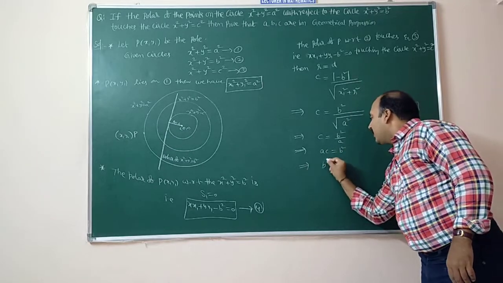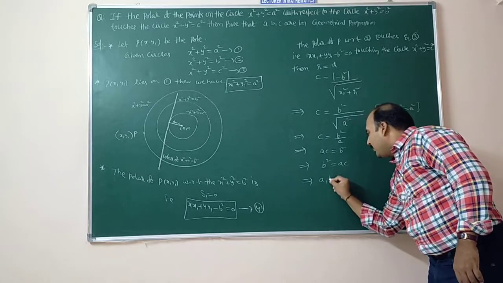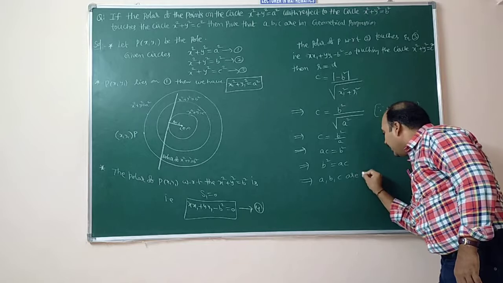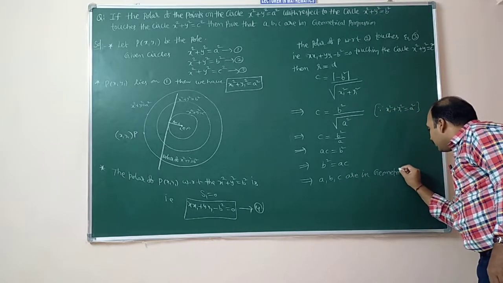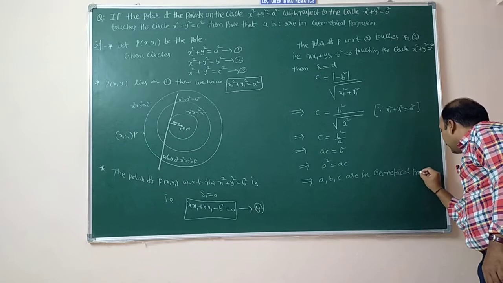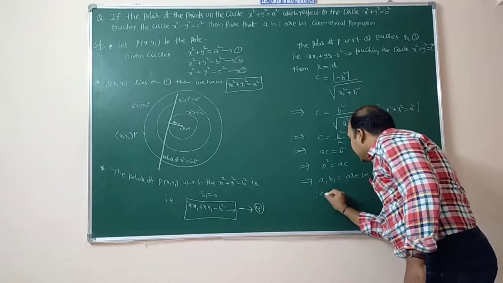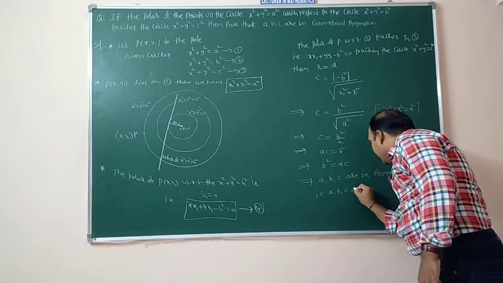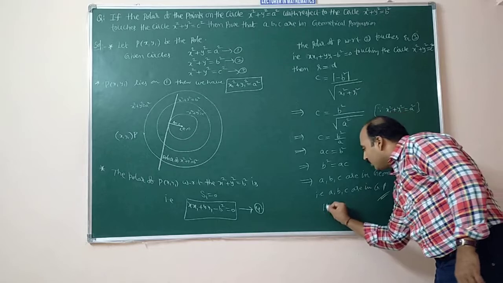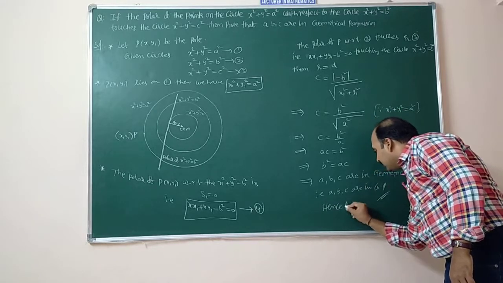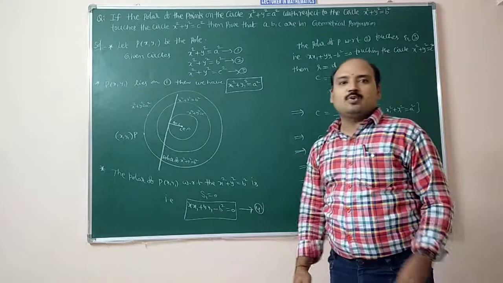Whenever b square is equal to ac, that implies a, b, c are in geometrical progression. That is a, b, c are in GP. Hence proved. Like this, you have to prove that answer.